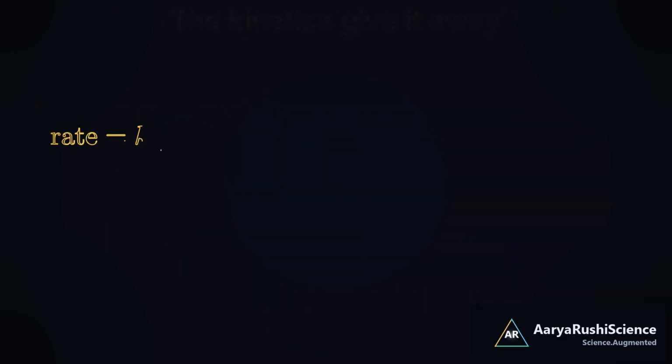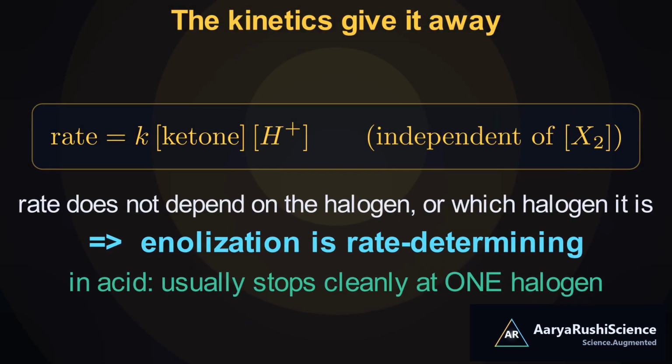The rate depends on the ketone and the acid, but not on the halogen, nor even on which halogen it is. That proves enolization is the rate-determining step. In acid, the reaction usually stops cleanly at one halogen.